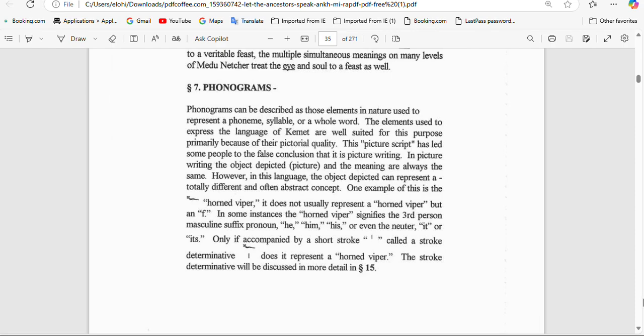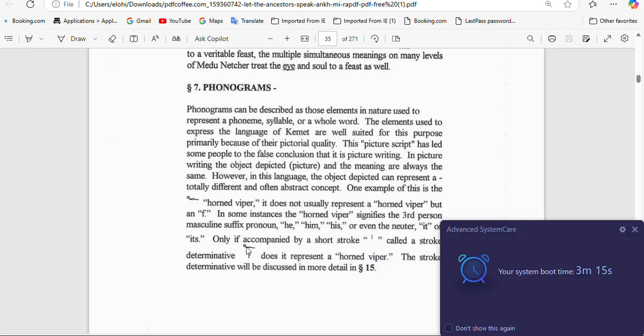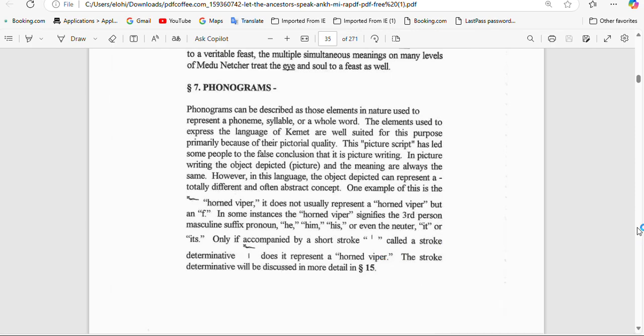One example of this is the horned viper. We see a picture of the horned viper here. It does not always represent a horned viper, but an F. In some instances, the horned viper signifies the third person masculine suffix he, him, his, or even the neuter it or its, only if accompanied by a stroke. This is here called a stroke determinative, which is right here under it. Does it represent a horned viper? The stroke determinative will be discussed in more detail in lesson 15.